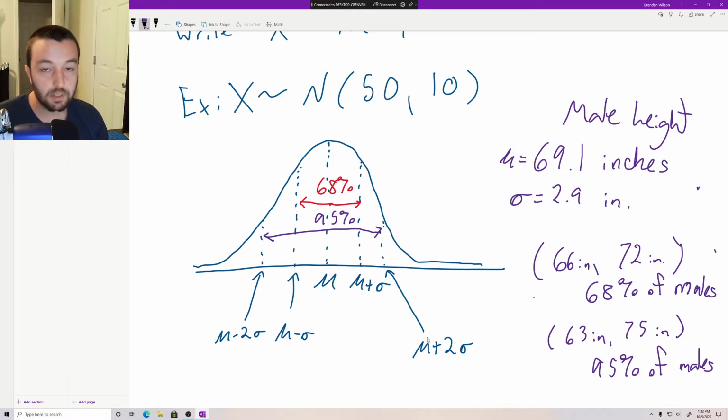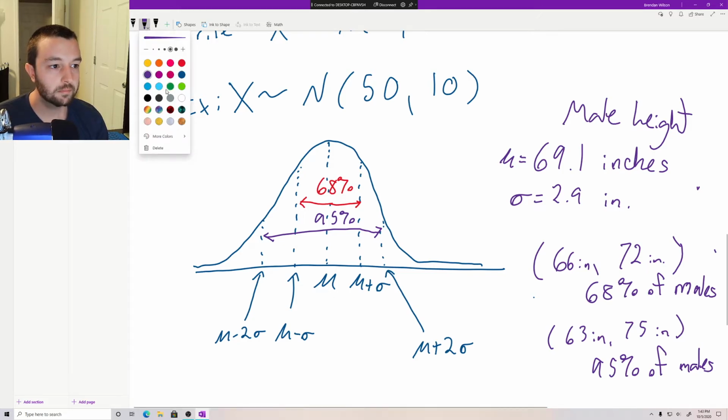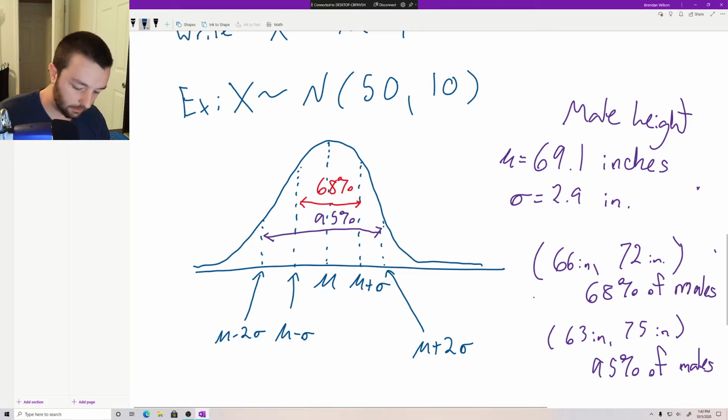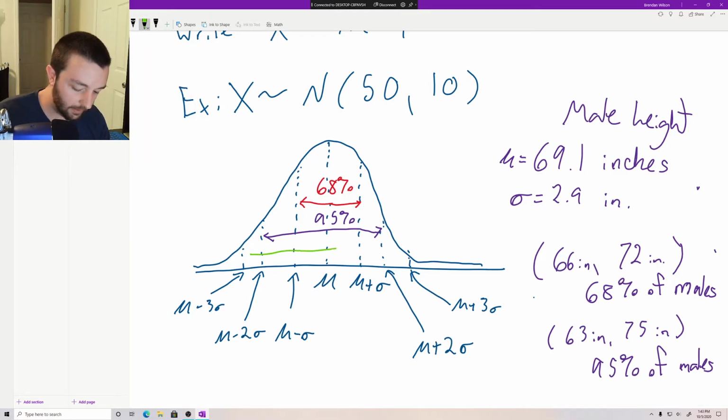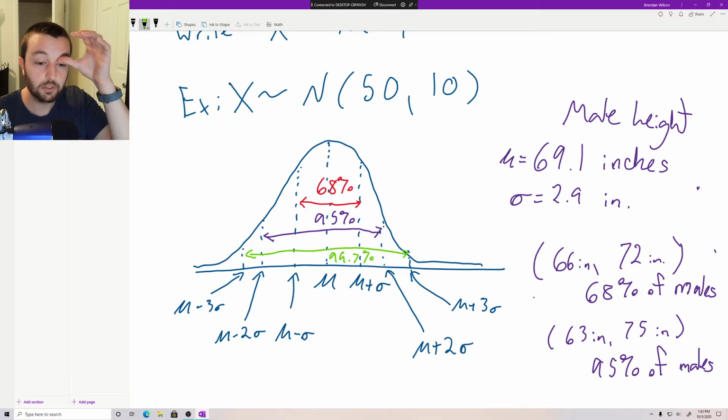If we went out one more standard deviation, this would be mu plus 3 sigma, and this would be mu minus 3 sigma. That's now going to account for 99.7%. I mean, that's almost everybody, right? There's only 0.3% of people outside of that.